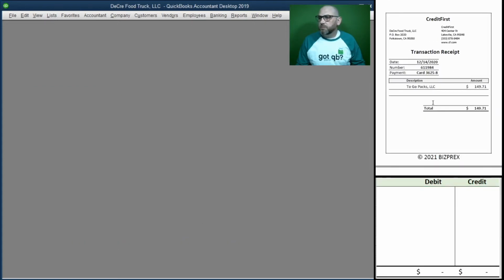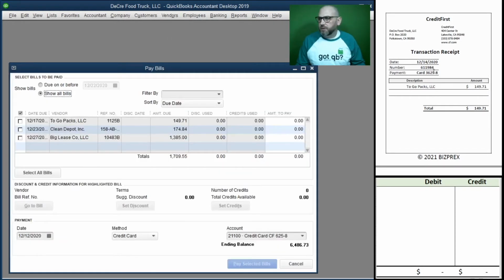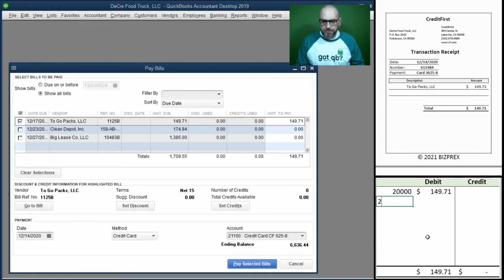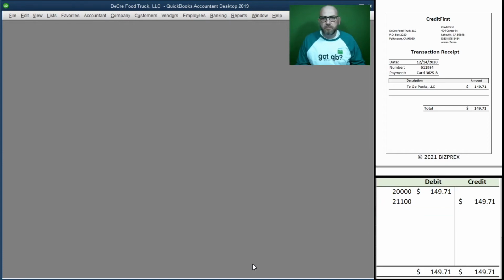Okay, another bill to Go Packs. Very much similar. We're paying it with a credit card. So just again, follow along. By now you know which liability is reduced, which liability goes up. Okay, so here we are, right? Pretty much familiar with it. The date is correct. All good. Let's continue.